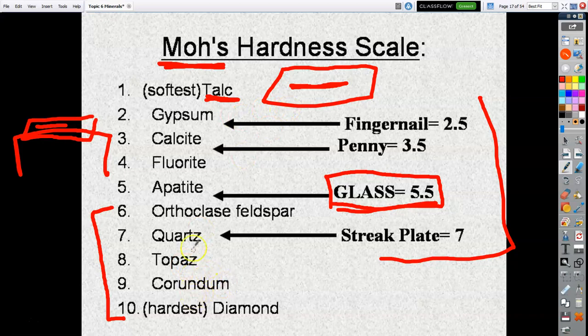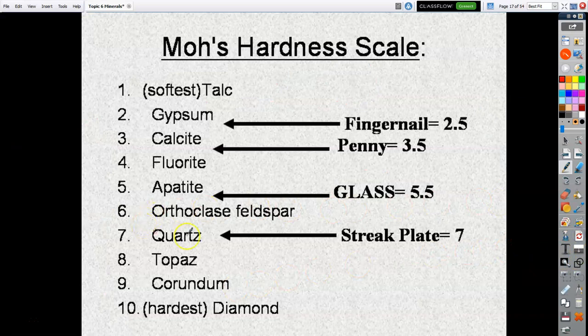Quartz, topaz, corundum, these minerals up here are definitely going to leave a nice deep scratch, and you're going to hear that. As soon as you take a piece of quartz and rub it against a glass plate, you'll hear that. So the way this works is, let's say I had a mineral.